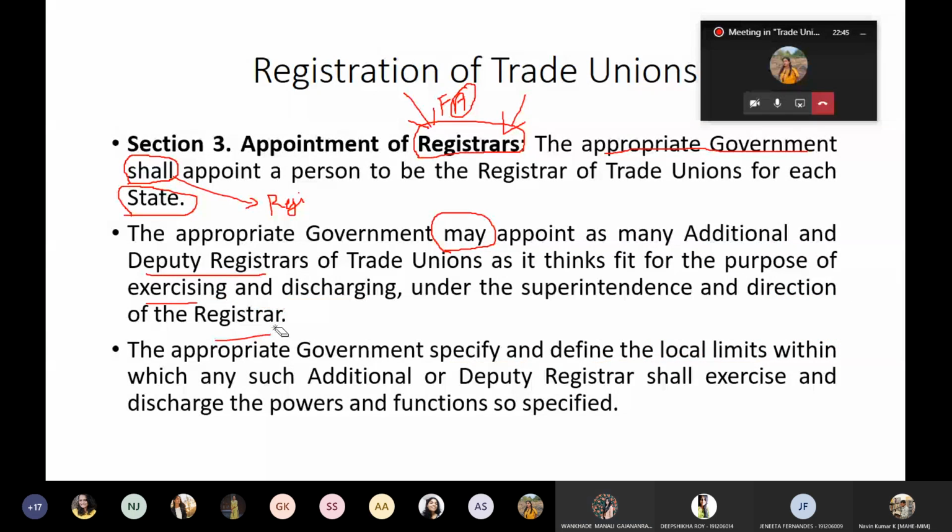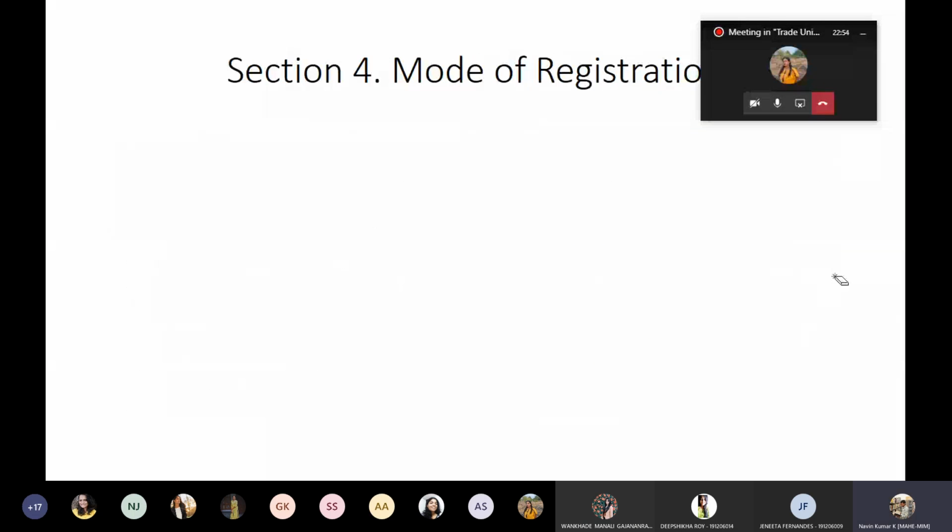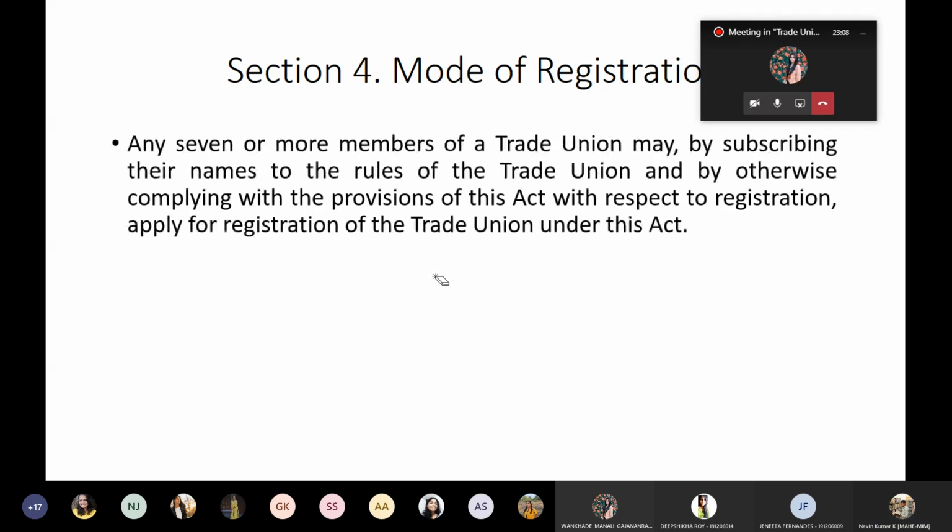No, sir. Okay. So now mode of registration. How are we going to register? How are we going to submit? This is what they submit, the application. This is important. Yes. Want to read this?